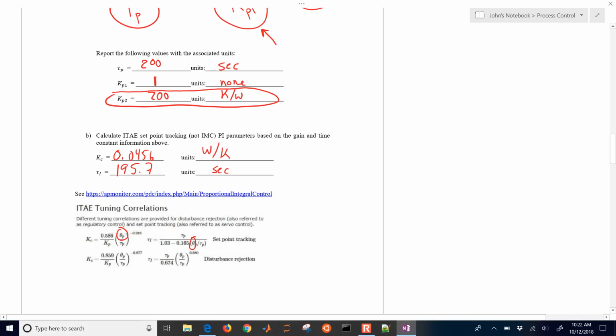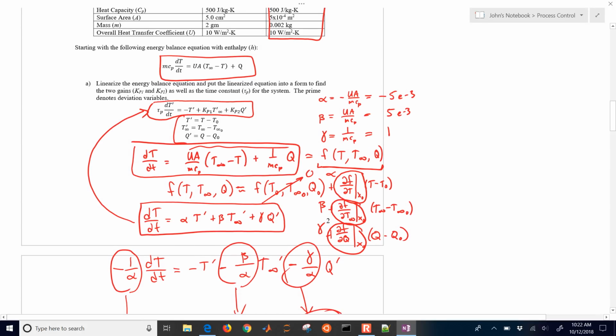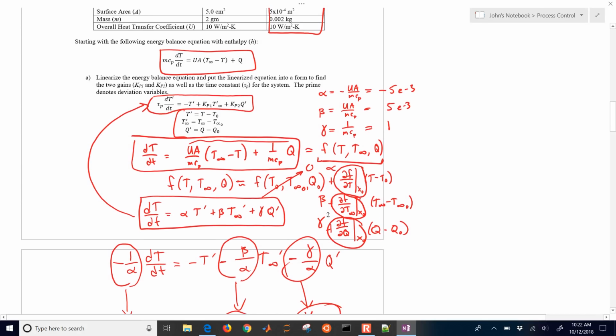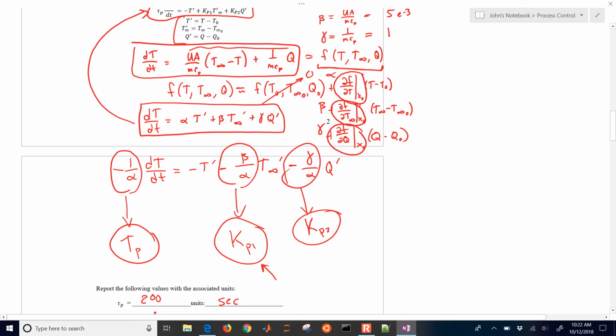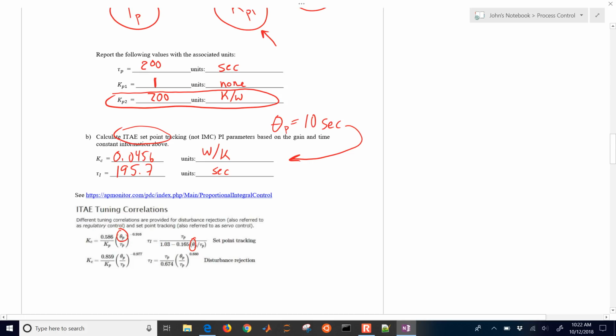So for this case, on ITAE, let's just assume that we have theta p equals 10 seconds. Okay, and then that leads to these values right here. And I'll fix that on the PDF that's online, just so you can have something that makes sense for the ITAE tuning correlations. Because if you don't have any dead time, then it suggests with ITAE that you'd have a very large gain for your controller. Okay, so I'll fix that, but just use theta p equals 10 seconds.